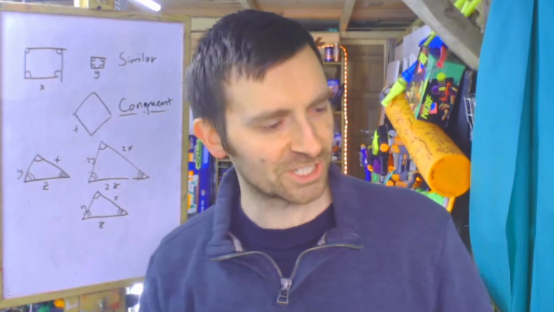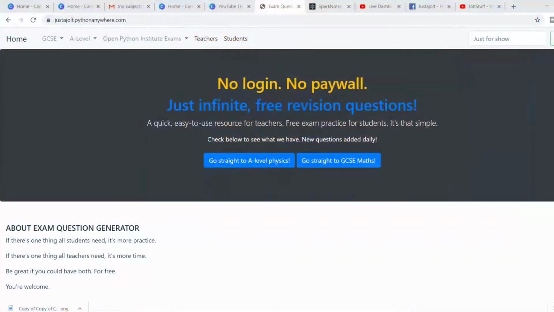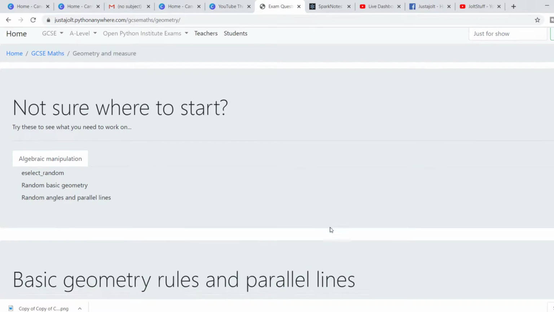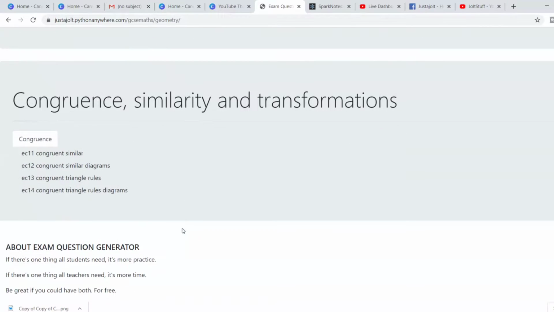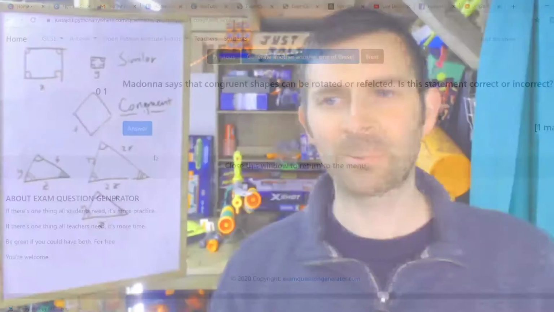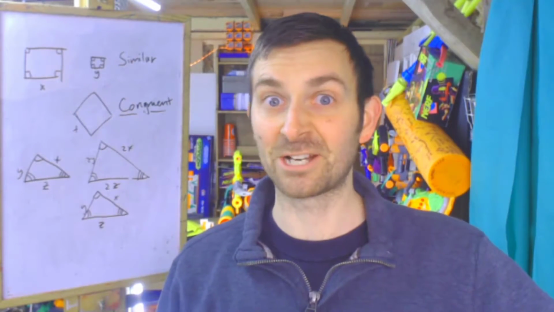So, as we normally do, let's go to my website now and let's just see what we can find to help us to revise that and think about it a little bit more. So let's go to geometry and measures here. We go down to here, congruence, similarity and transformations, and congruence, similar. I'm going to give these proper titles at some point, but for now it'll do.